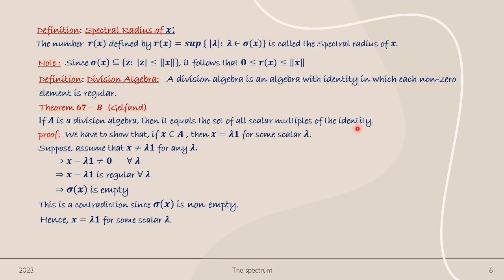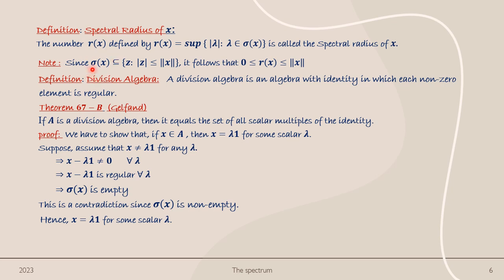So the spectral radius of a vector x of a Banach algebra is nothing but the supremum of mod lambda, where lambda belongs to sigma of x. Actually, what is sigma of x? Sigma of x consists of complex numbers lambda such that x minus lambda is singular. Collect all those lambdas, consider the modulus of those complex numbers, take the supremum of that, that is defined to be r of x, or otherwise the spectral radius of x.